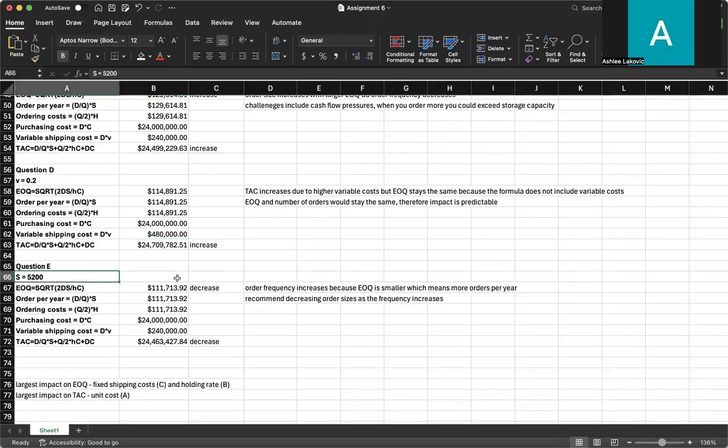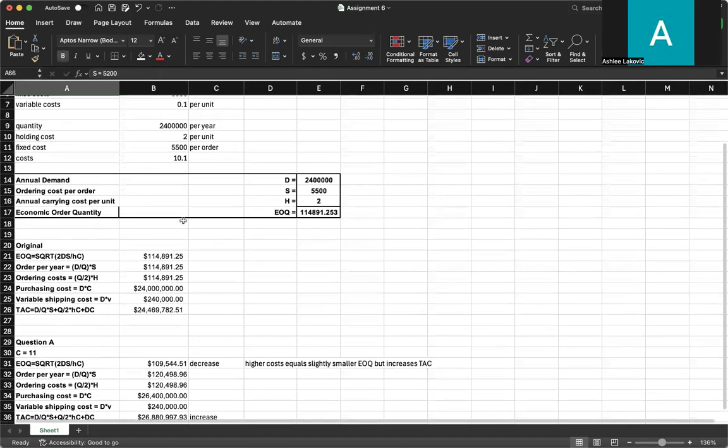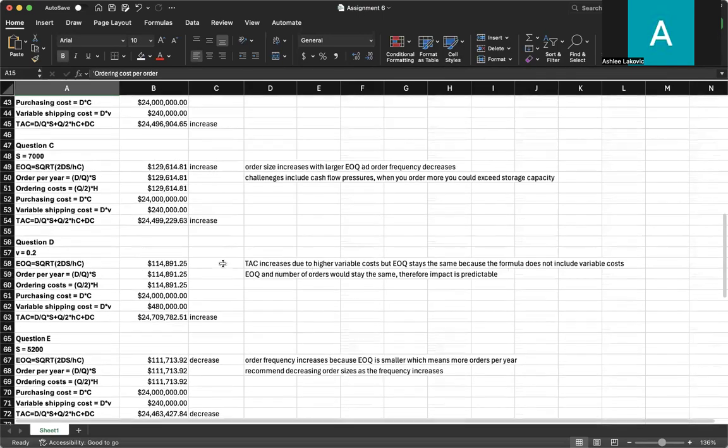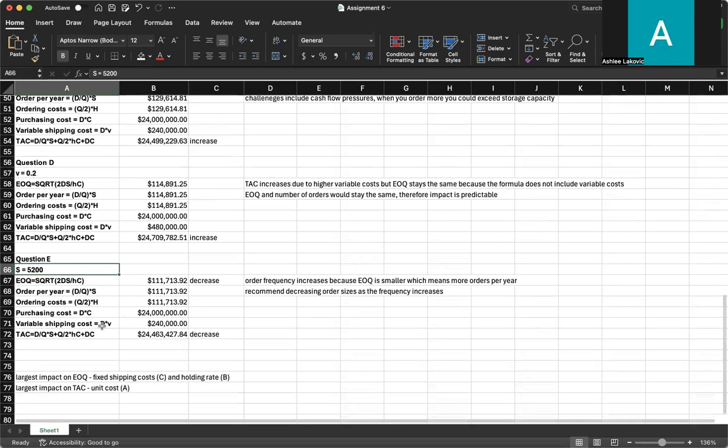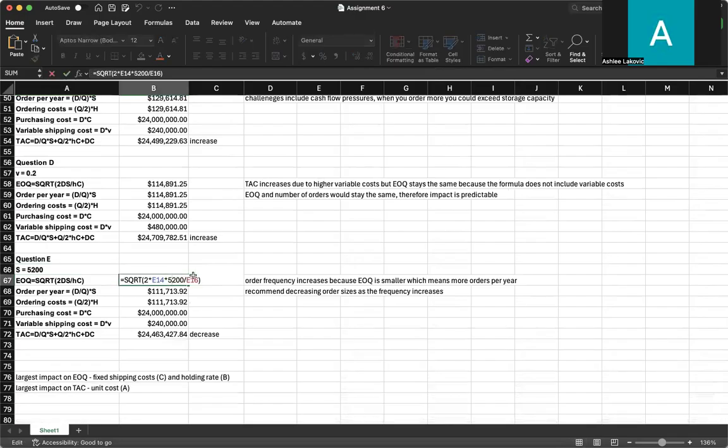Question E. So it is now moved, scroll back up to the top here. Our order cost per order is now 5,200. So as we move through this, again, the EOQ, you're going to see the 5,200 in there compared to the original, which was 5,500. And again, you move through all of these to give us the total for the TAC.